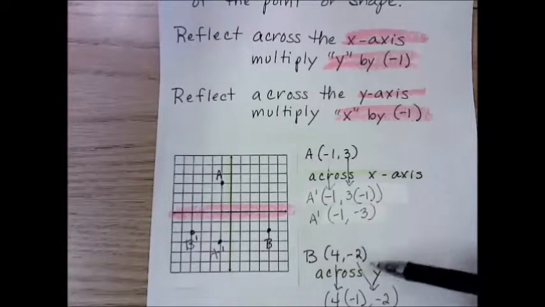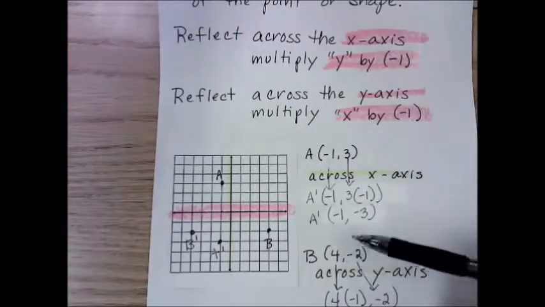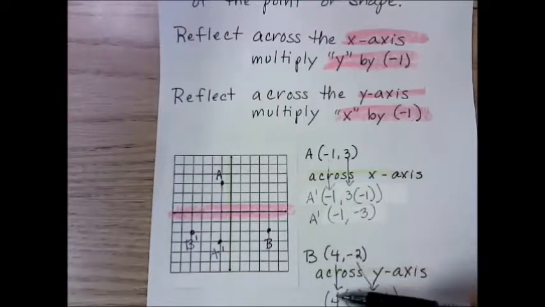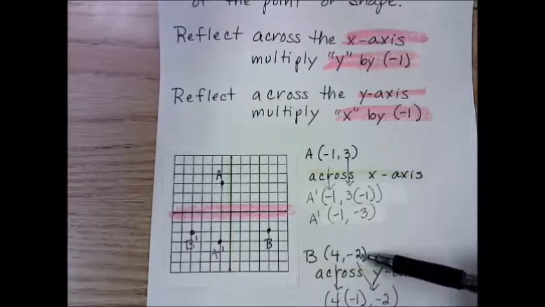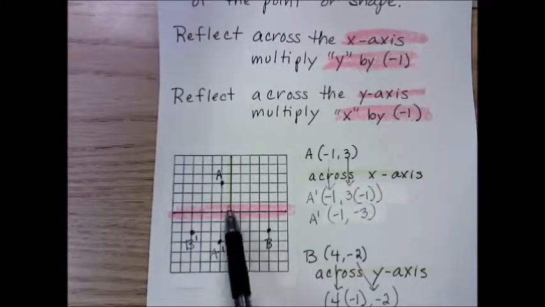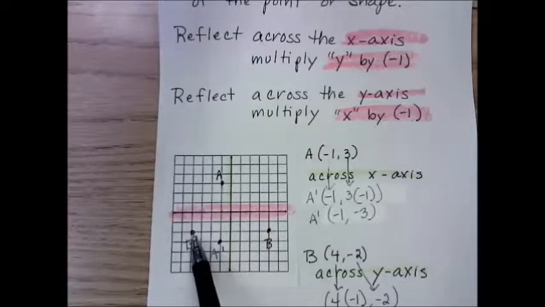But we take our x-coordinate and we multiply by -1. So we would do 4 times -1, and that would be -4. And then our -2 stays the same. So when we're reflecting across y, we multiply x by -1. Our original B was at 4, -2, so the reflection across y would be here over at -4, -2.